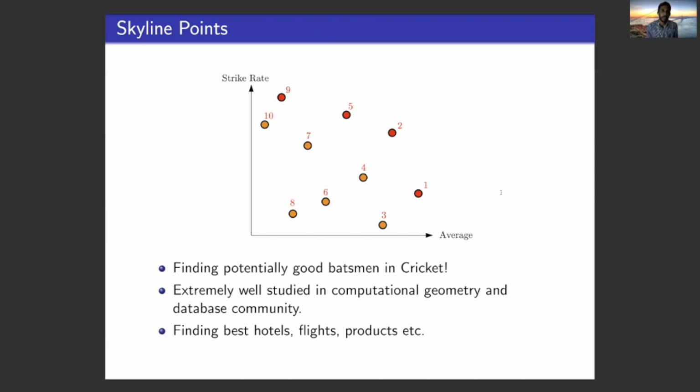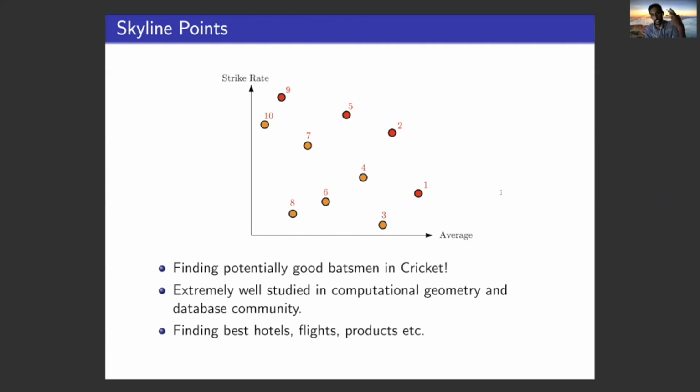Now I have to define what's called domination. As an example, look at point 9 and point 10. I'll say that point 9 dominates point 10 because it has a higher x coordinate and a higher y coordinate than 10. That means 9 dominates 10, and hence we eliminate 10 from our data set.